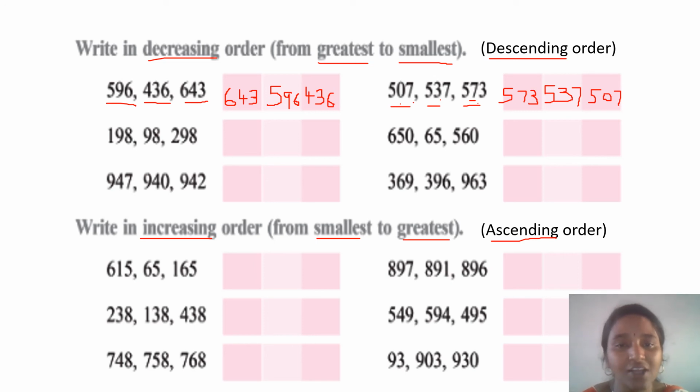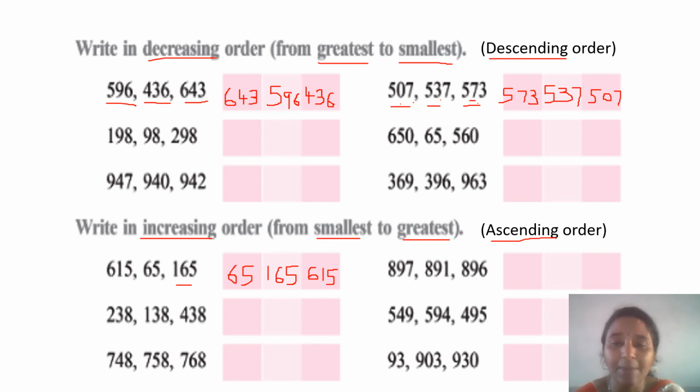What is the smallest number in the three numbers? 65, right? So I am writing 65 over here. After that, the next smallest number is 165, right? So I am writing 165 over here. After 165, the greatest number will be 615. So I am writing 615 in my last block. Coming to the next sum.